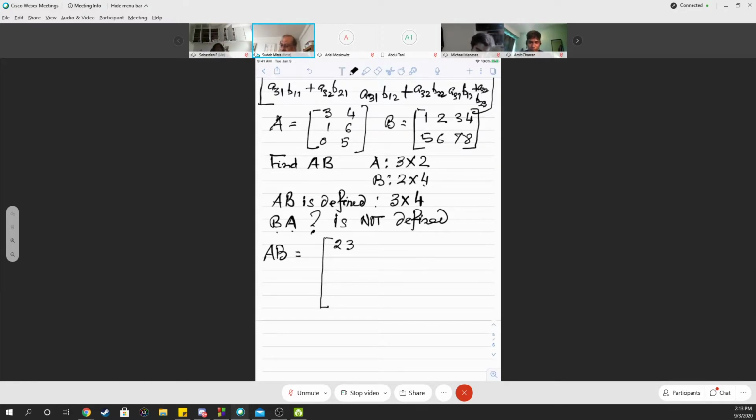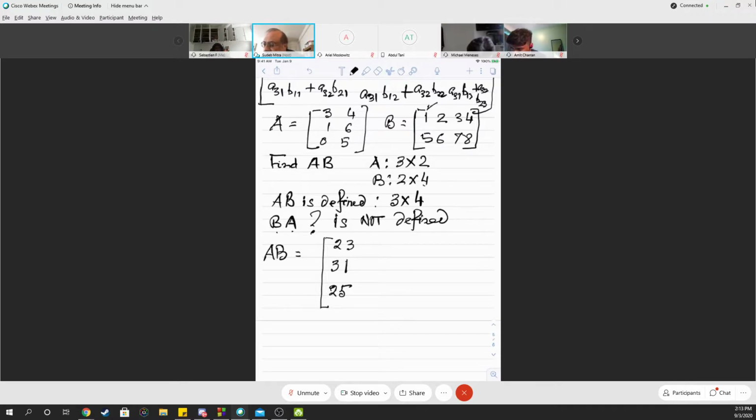And it will be a 3 by 4 matrix. Then first finish the column, right? Row by column. 1 times 1 plus 6 times 5. 1 plus 30. 0 plus 24. Remember, there will be 3 rows and 4 columns. Next. So this is done.